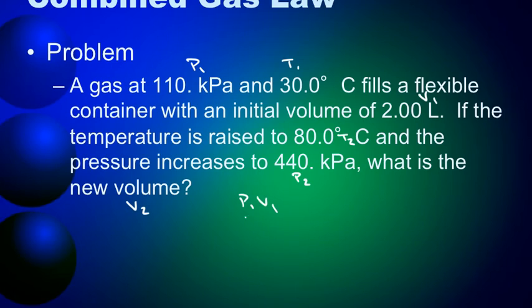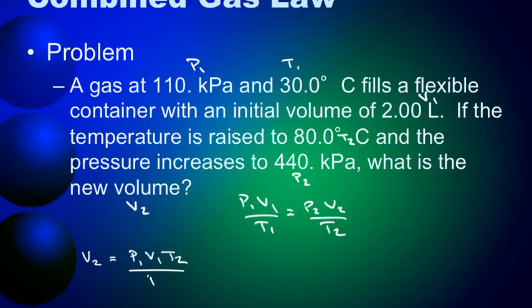We have P1 V1 over T1 equals P2 V2 over T2. And we need to solve this for V2, right? So let's rearrange this. That means T2 is going to come up to the top, and P2 is going to go to the bottom on the other side of the equation. So we're going to end up with V2 equals P1 V1 T2 divided by, and on the bottom here we will have P2 times T1. Okay? And let's just start plugging stuff in.